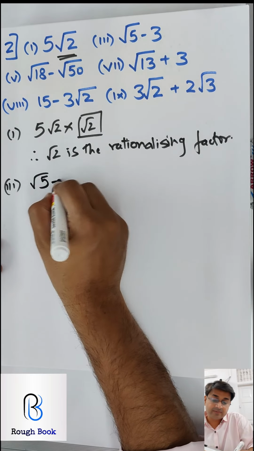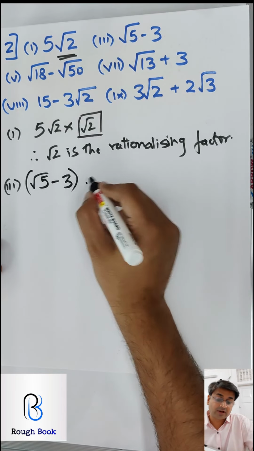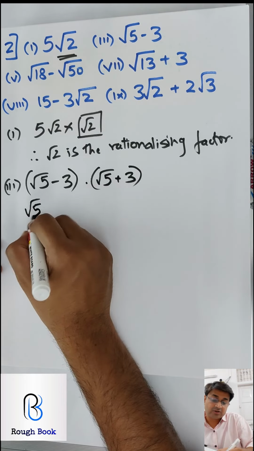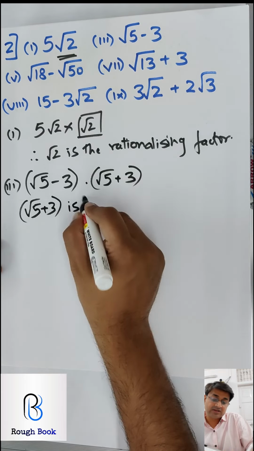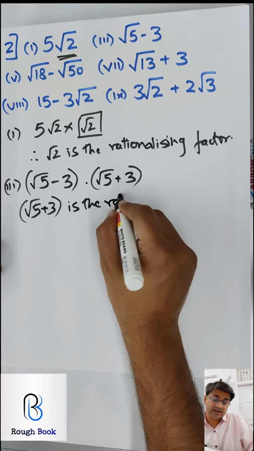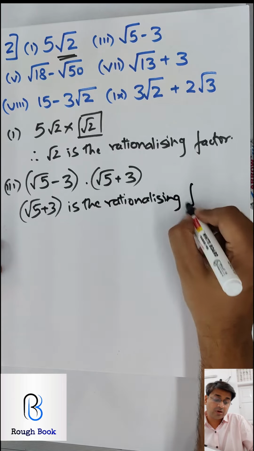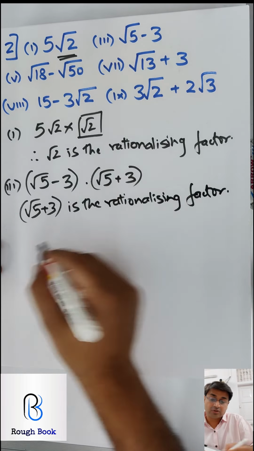So root 5 minus 3. What are you going to multiply this with? Conjugate. That is root 5 plus 3. So you say root 5 plus 3 is the rationalizing factor. That's it. Nothing else you have to do. But now you're going to get some googlies.